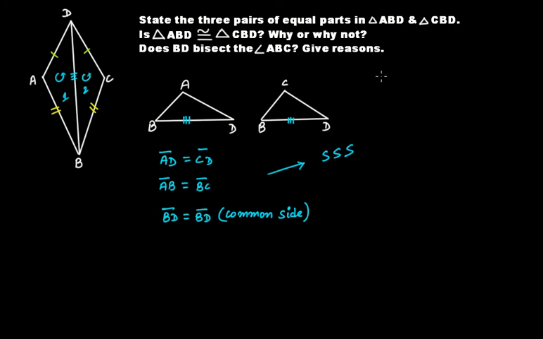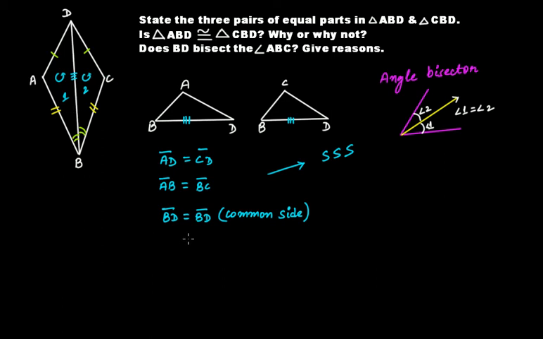An angle bisector means that it will divide an angle into two equal parts. Suppose this is one angle, and if this is an angle bisector, then angle 1 will be equal to angle 2. And that's what it's asking here, whether this angle is equal to this angle or not. Because if these two angles are equal, then BD will be the bisector.